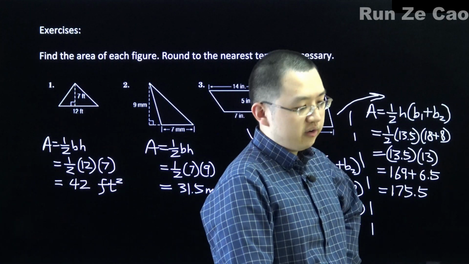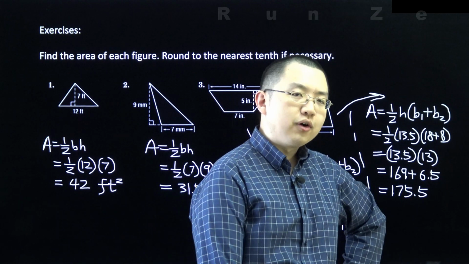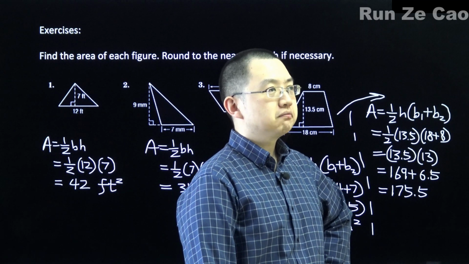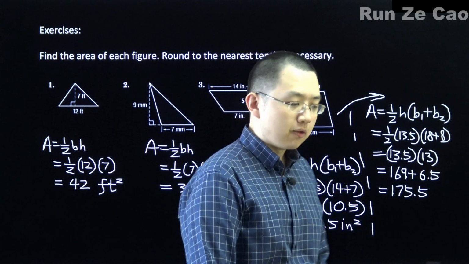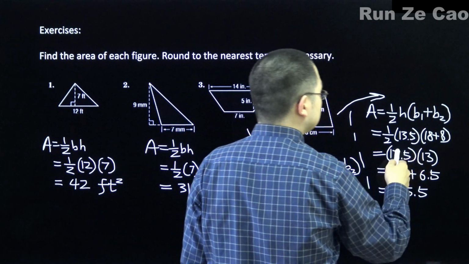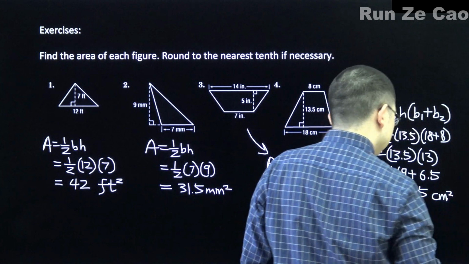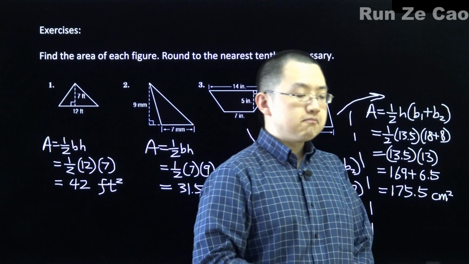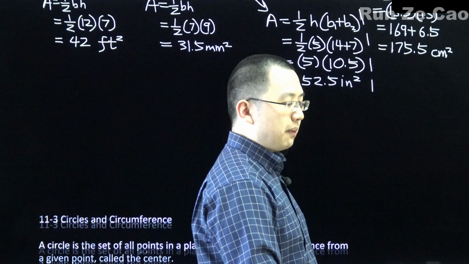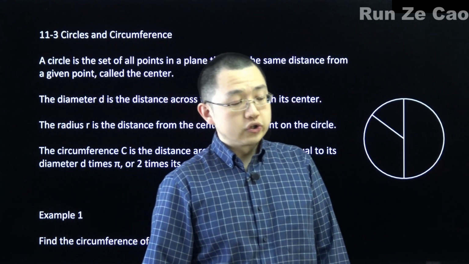So 175.5. Are we missing something? 175.5 what? Ants? Grasshoppers? Chickens? No. This area is centimeters by centimeters, so centimeters squared. Units are critically important in math and physics because if you got your units wrong, you have probably done something very, very no good.